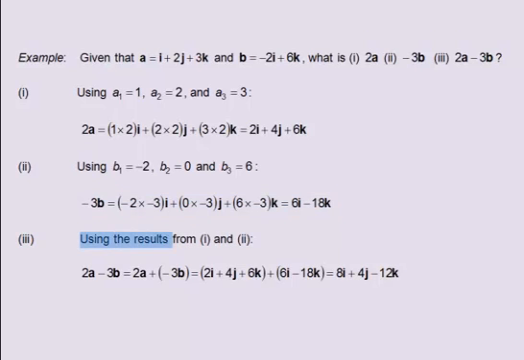3. Using the results from 1 and 2, 2a minus 3b equals 2a plus minus 3b, which equals 2i plus 4j plus 6k plus 6i minus 18k, which equals 8i plus 4j minus 12k.